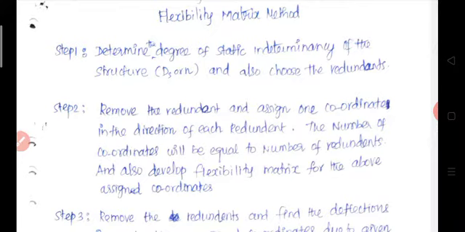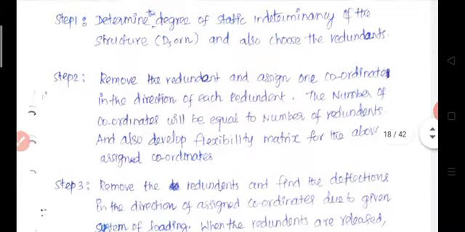So, first step is determine the degree of static indeterminacy or redundancy of the structure, and also choose the redundants. Then second step is remove the redundant and assign one coordinate in the direction of each redundant. So, we have to remove the redundant, then apply coordinates for each redundant. The number of coordinates will be equal to the number of redundants, and also develop the flexibility matrix for the above assigned coordinates.